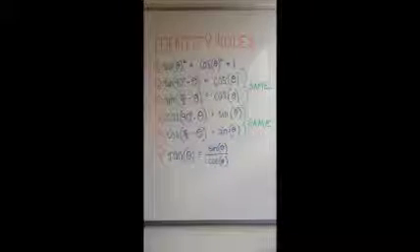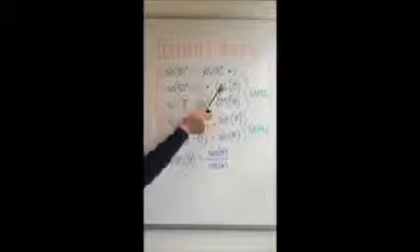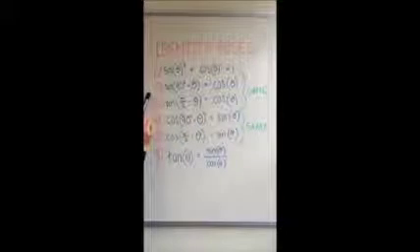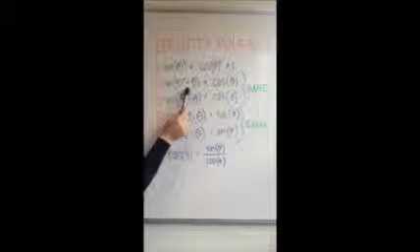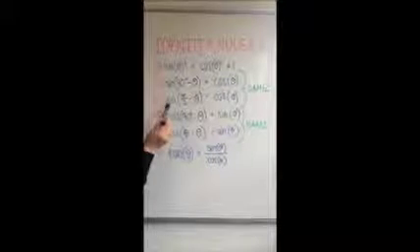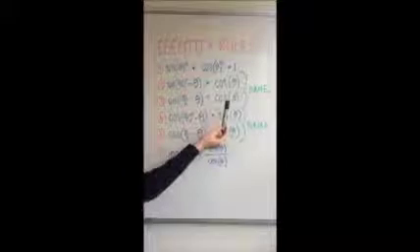Identities are used to find an equivalent value. So for our first identity rule, we have sine of theta squared plus cos of theta squared is equal to 1. For our second rule, we have sine of 90 degrees minus theta is equal to cos theta. And for our third rule, we have sine of pi over 2 minus theta equals cos theta.